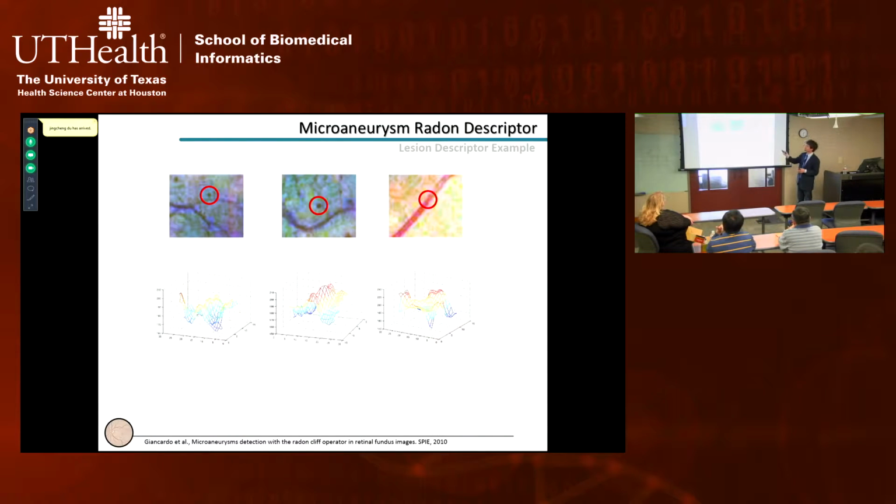So these are examples. They look very bad. Examples of real microaneurysms with the vessels close to each other. They are already low quality even here, but this is even worse. And this is the representation in the radon space.